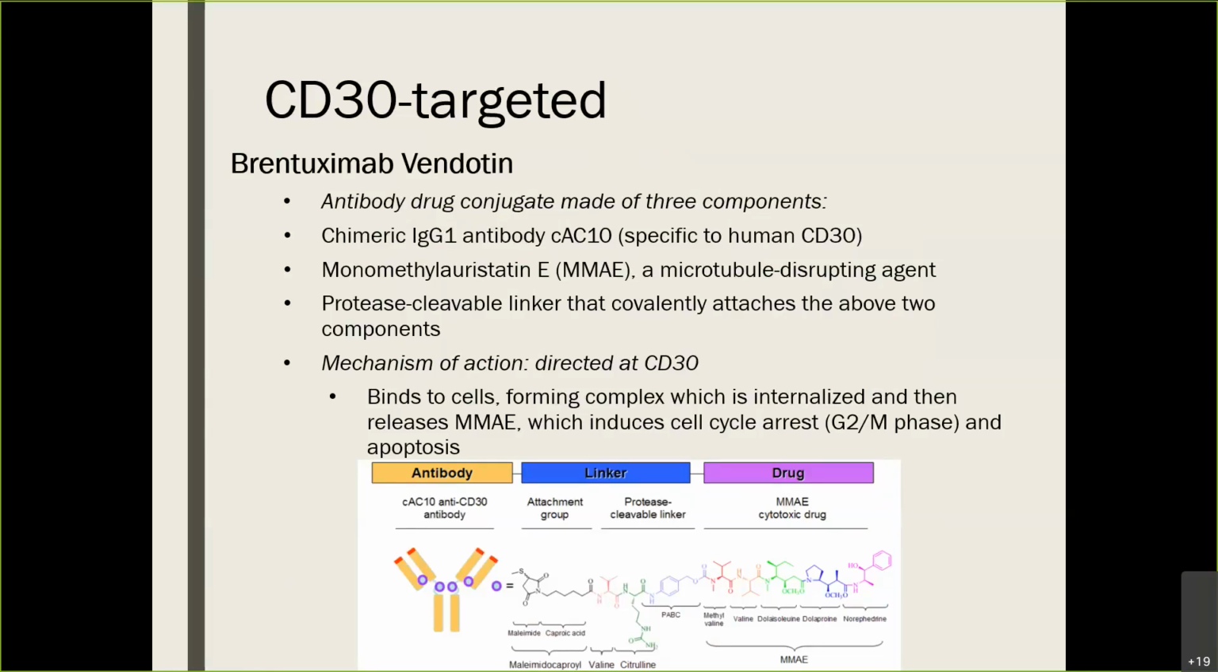We have brentuximab vedotin, or Adcetris, another classical example of an antibody-drug conjugate, where you have a monoclonal antibody targeting CD30. We have a cleavable linker, and then we have a chemotherapy agent, MMAE, which is a microtubule disrupting agent. Again, these bind to CD30 positive cells. They're internalized into those cells. They release their chemotherapeutic agent, and that, in this case, leads to cell cycle arrest in the G2 or M phase and apoptosis.